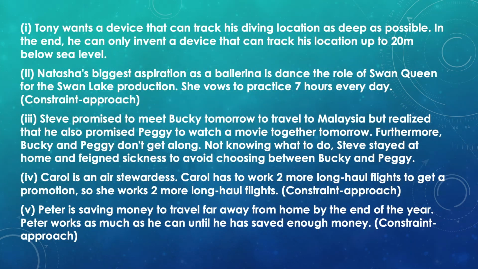Now, I do want to clarify. For option number 5, even though it didn't set a very specific amount for what is enough money, there is a sense that there's a constraint. So in Peter's head, he has already a sense of what that amount is, right?